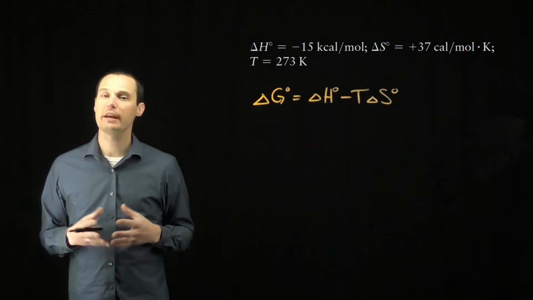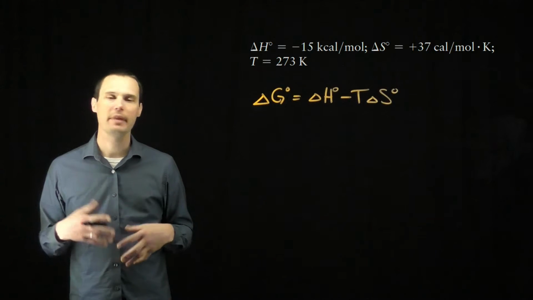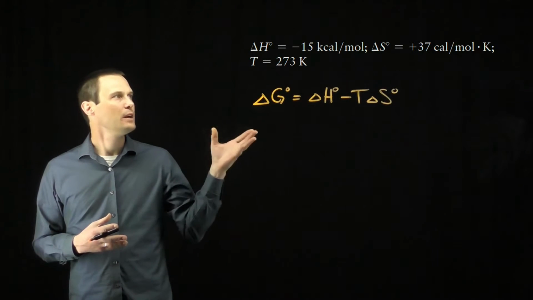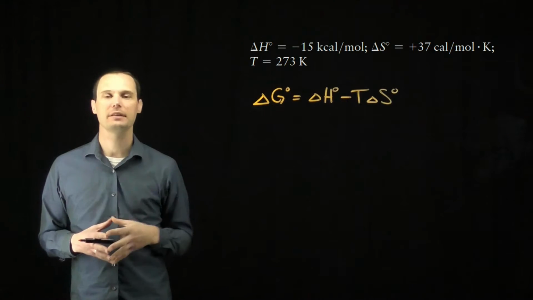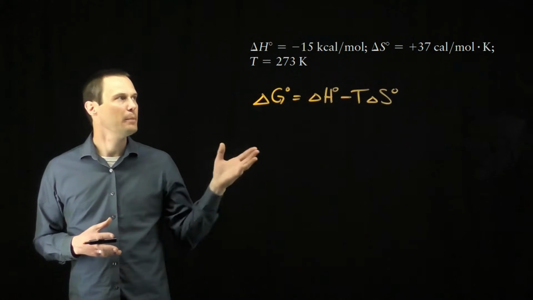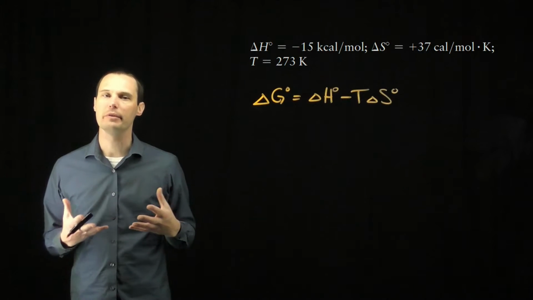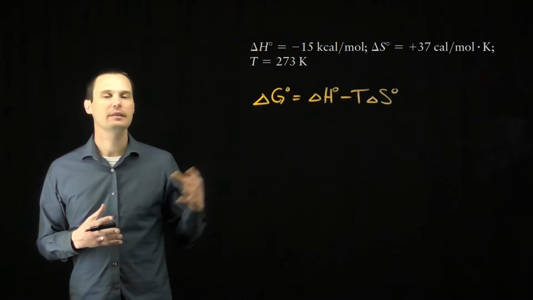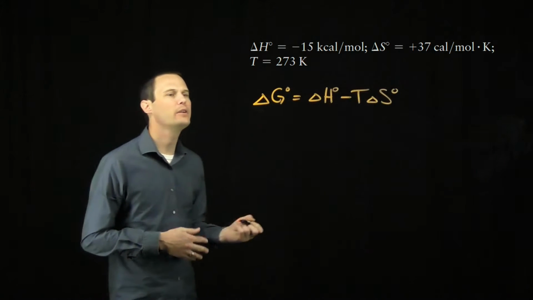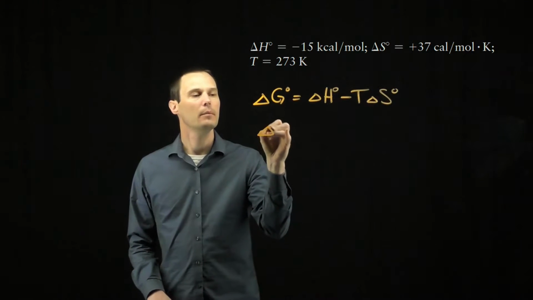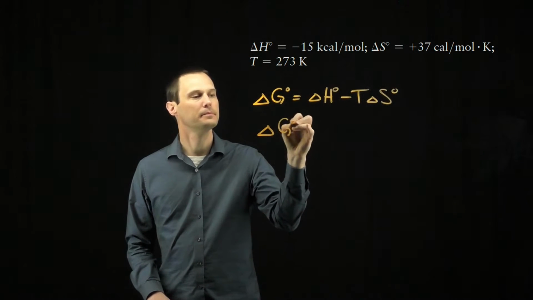Looking at delta H, it is negative 15 kilocalories per mole. That on its own would be favorable. Delta S is positive 37 calories per mole. So the first thing we'll need to do is convert that to kilocalories to do this equation. But a positive value for delta S would also be favorable. Given that delta H and delta S are both favorable, I would expect this process to be favorable. But let's go ahead and do the calculation just to be sure that our math matches our intuition.